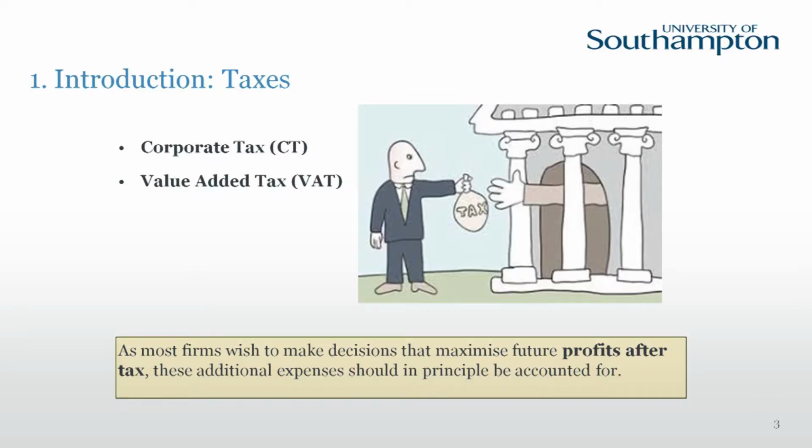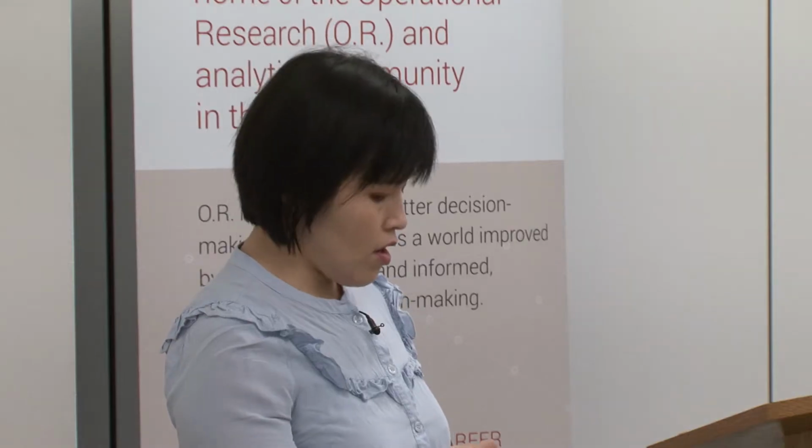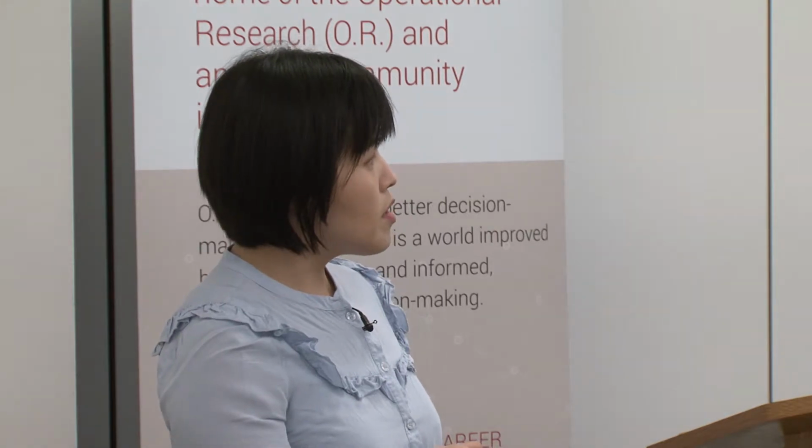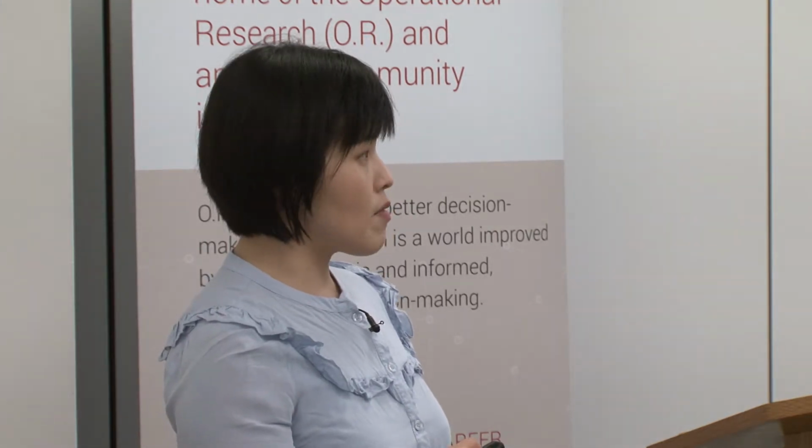The research background is that most operational activities involve taxes. They can be expressed as corporation taxes or value-added taxes, and at the end, the operations will pay the taxes to the government. As most operations want to maximize the profit after taxes, we think these additional expenses should in principle be accounted for in their operational decisions. So we're looking at how taxes work in our supply chain.